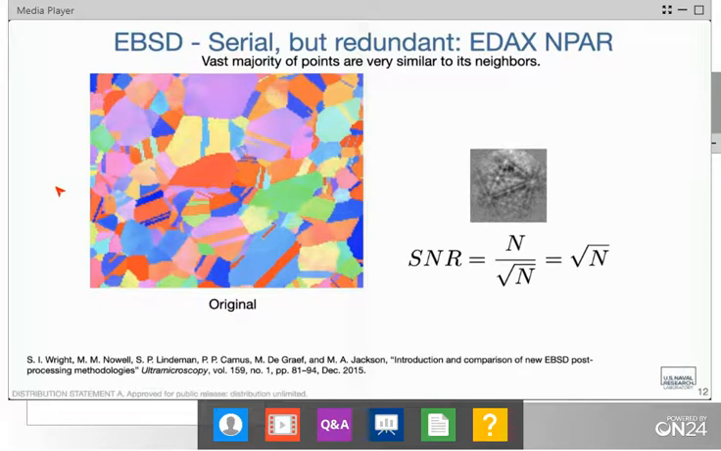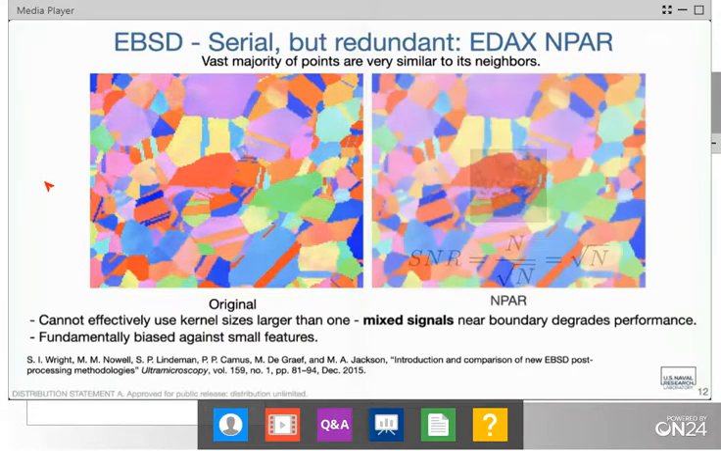And so there's a benefit to doing more and more patterns in terms of averaging, but there are some detractions too. One of the problems is that you can't use kernel sizes that are much larger than basically your nearest neighbors. The amount of mixing between patterns at the grain boundaries becomes too great. You start losing the ability to index those patterns, and it's fundamentally biased against small features. You can see here that this twin has disappeared in the NLPAR processed data. We start losing smaller features that are present within the grain, simply because you're mixing in signals from somewhere else.